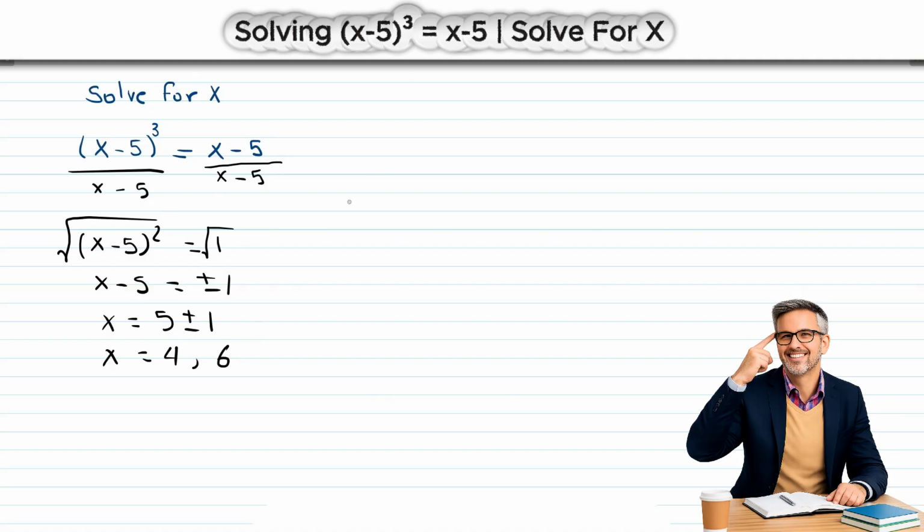Let's look at what we're really supposed to do for this question. So when we have (x - 5)^3 equals x - 5, the first thing we need to do is move the x - 5 to the other side of the equal sign. So we'll end up with (x - 5)^3 in brackets minus, and we'll put the x - 5 in brackets, so (x - 5)^3 - (x - 5) all equals 0.